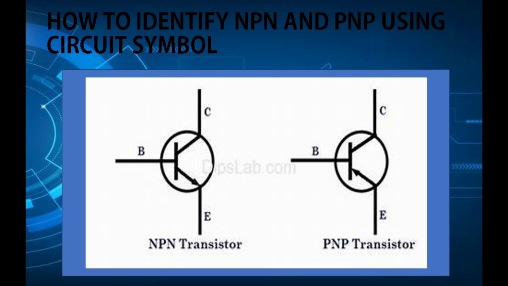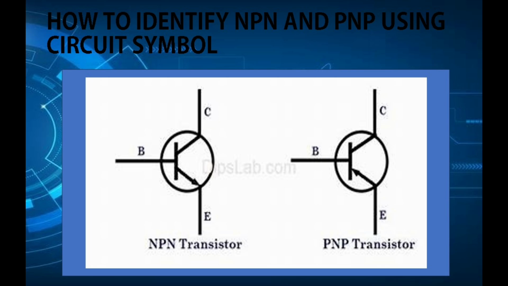So guys, now we have two schematic symbols of transistors, one is NPN and the other is PNP, and now we are going to see how to identify the NPN and PNP using the circuit symbol. For the NPN transistor, the arrow is going to the emitter. As you guys can see, the arrow is going to the emitter terminal. It means it's an NPN transistor.